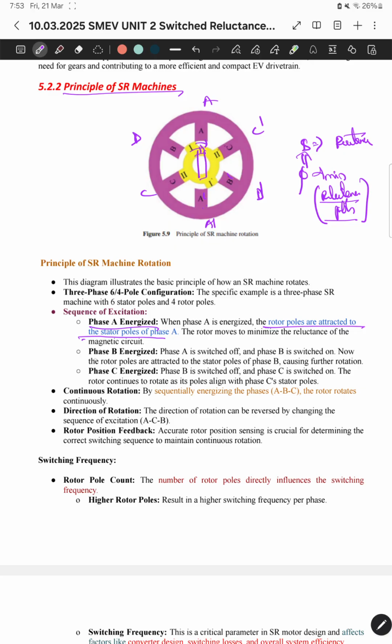Once it is shifted, the A phase is de-energized, and again I energize the next phase, that is the B phase. When the B phase is energized, again the rotor tries to shift. We follow a particular sequence so that the rotor continues to rotate. In this manner the rotor starts rotating, and ultimately it will follow the minimum reluctance path.